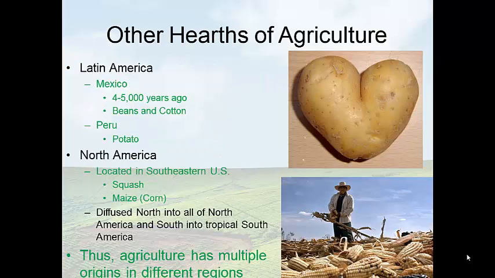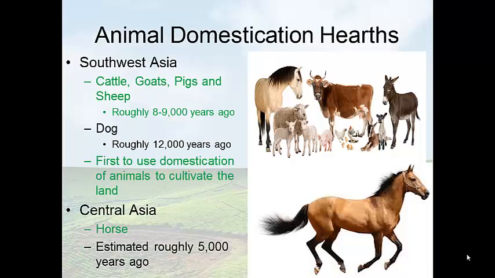So where are some other hearths of agriculture? Well, Latin America is another place. In Mexico, around 4,000 to 5,000 years ago, they began to grow beans and cotton. And in Peru, their staple hearth was potato. In North America, specifically the southeastern part of the United States, they grew squash and maize, aka corn. And thus agriculture has multiple origins, multiple hearths in different regions, depending on climate, physical environment, and so on and so forth.